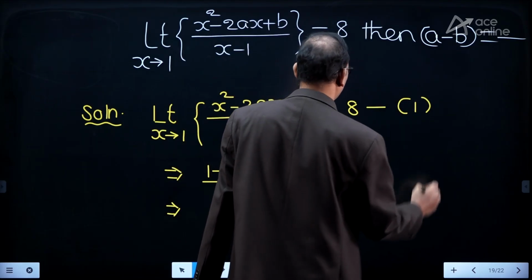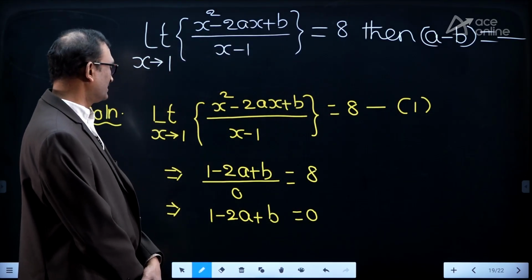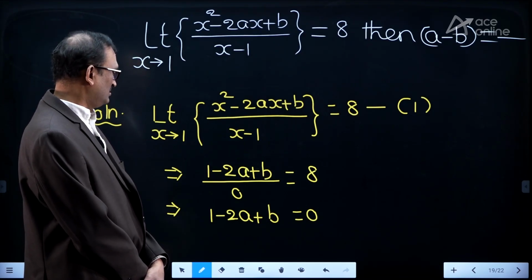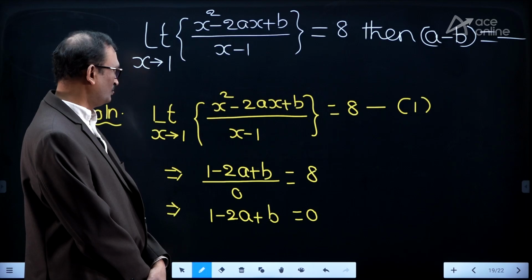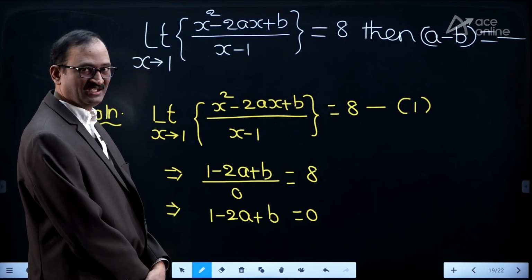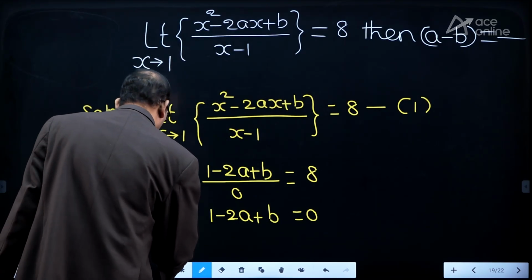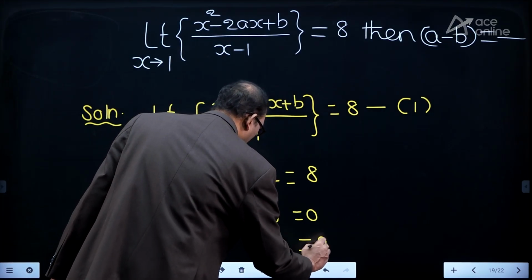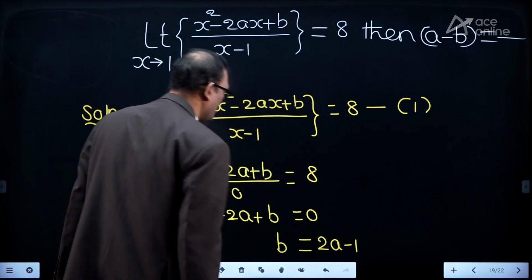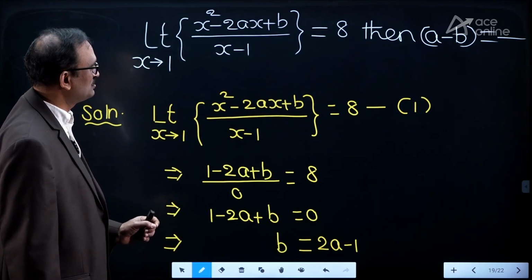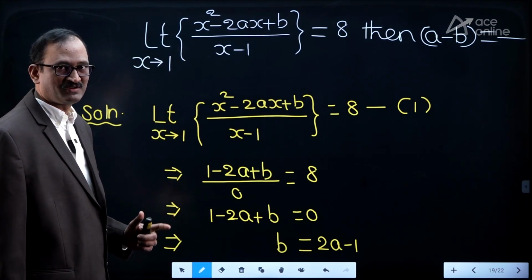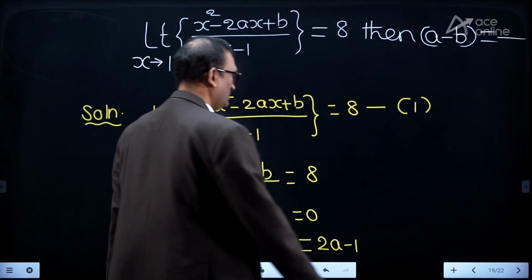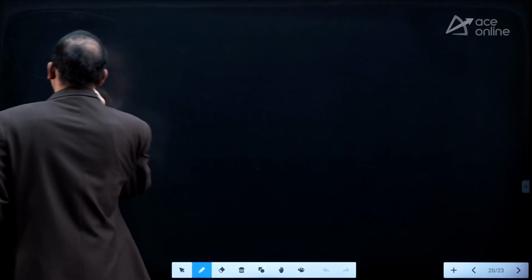Actually, we were asked to find a minus b. We did not get the a minus b value. We got 2a minus b equal to 1, but we did not get a minus b. That's why let us do one thing: find the b value from this, b equal to 2a minus 1. Substitute b equal to 2a minus 1 in equation 1, and after that we think what to do.